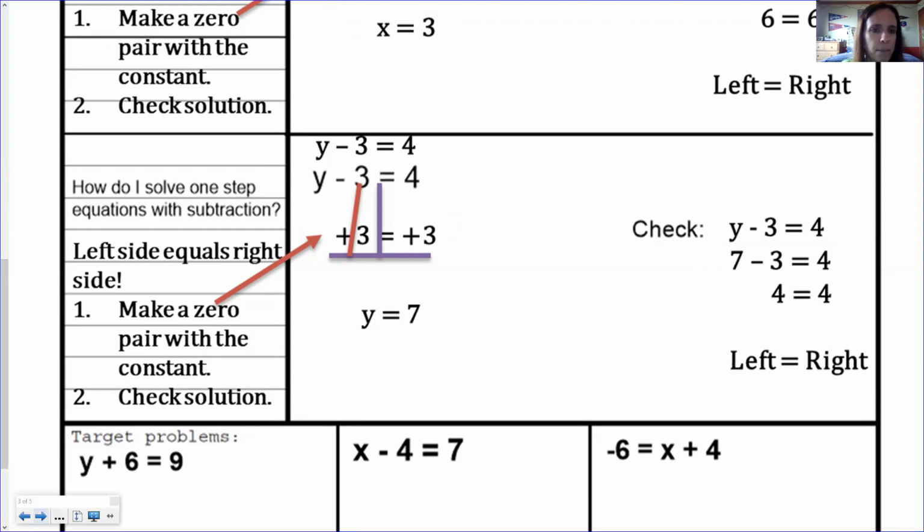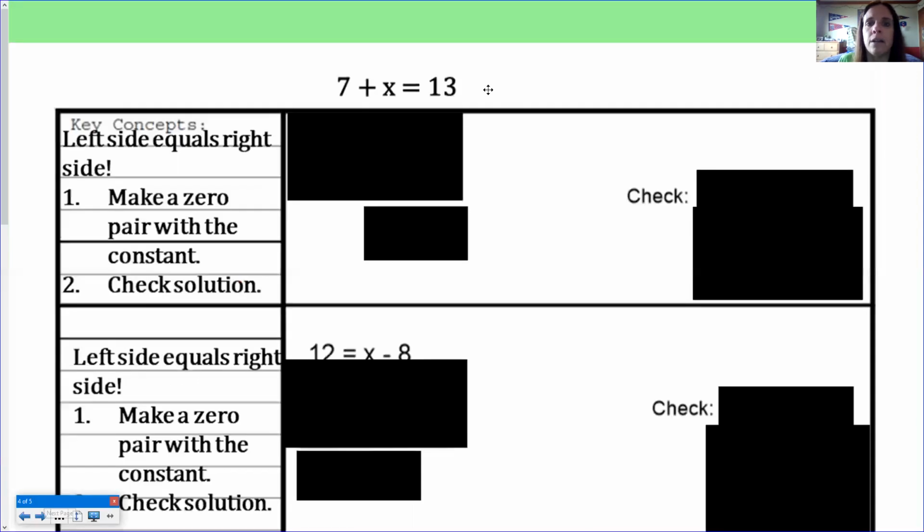Let's look at another example. This equation looks different than the previous two. How? If you said the variable term is not first, you are correct. The constant actually comes first. 7 plus 1x equals 13. I know that's 1x even though a 1's not written there.